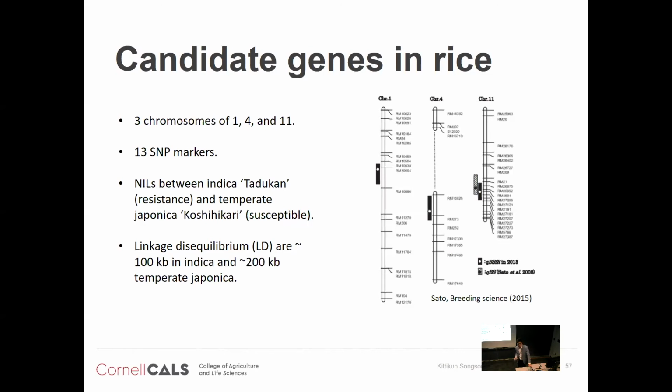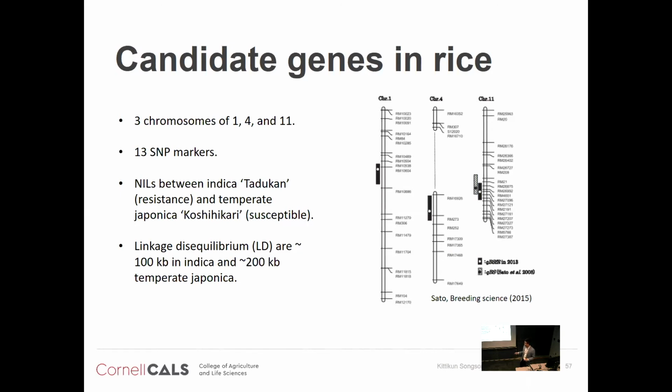But the most recent paper was trying to identify the resistance in 3 chromosomes, and they used SNPs. They could confirm 13 SNP markers that linked to the resistant region here. But in that paper, they just stopped there. So I tried to dig a little bit deeper.